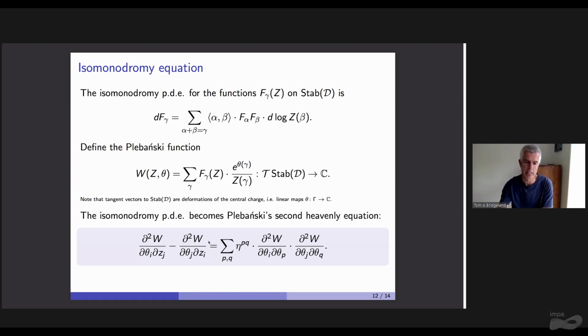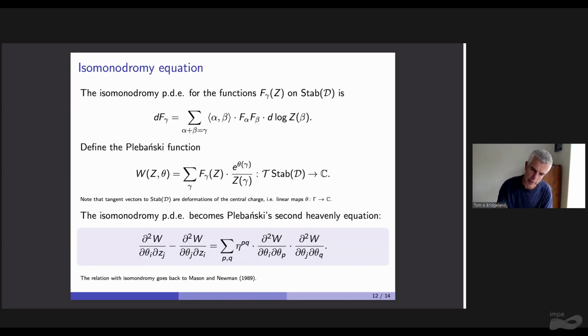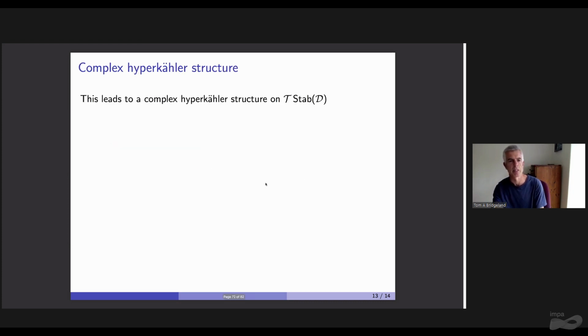And in fact, this line of reasoning that I've just been outlining goes back to Mason and Newman in the 1980s. The idea that if you take the isomonodromy equations for GLN connections and then put instead this Lie algebra of vector fields, then you end up with this second heavenly equation. That was something that they had also observed many years ago. So all this tells you that there should be some complex hyperkähler structure. So it's a standard thing. This is why Plebanski wrote down his equation. It describes hyperkähler metrics.